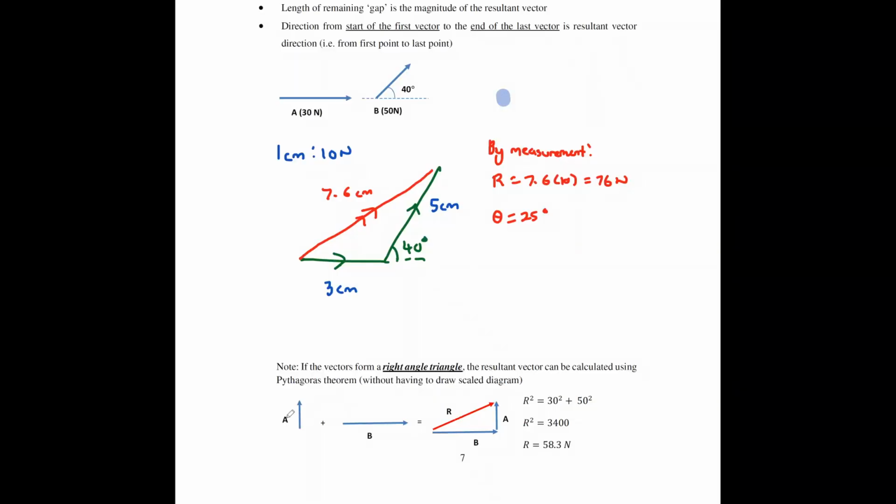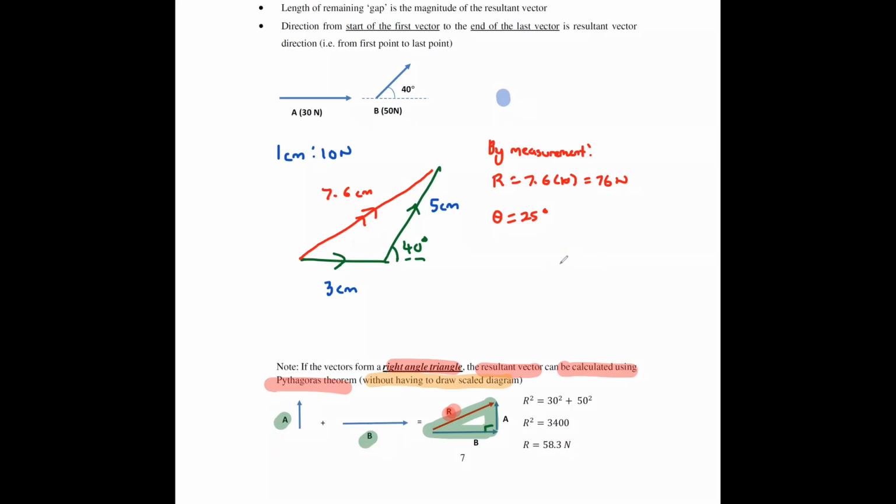A very important thing to note is that if vector A is at right angles to vector B, such that they form a right angle triangle with the resultant, it is possible to find the resultant vector by calculating directly using Pythagoras theorem, where the resultant in this case is actually the hypotenuse of the triangle. There is no need to draw a scale vector diagram in this case.